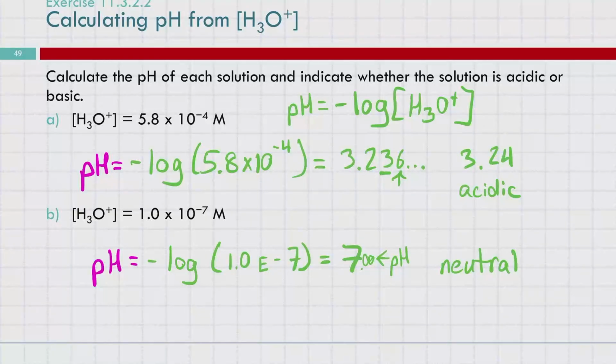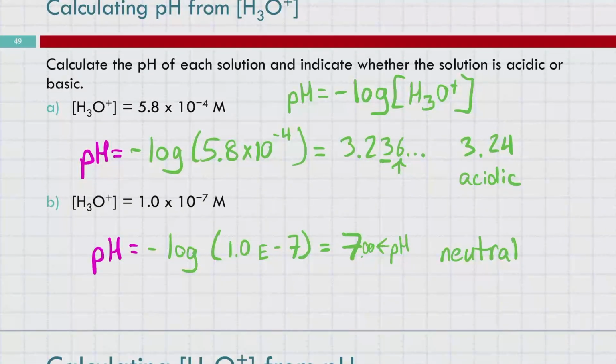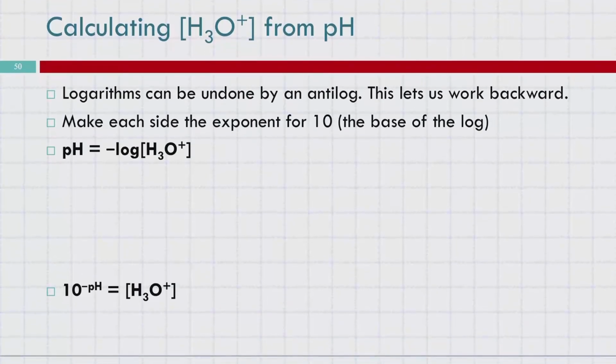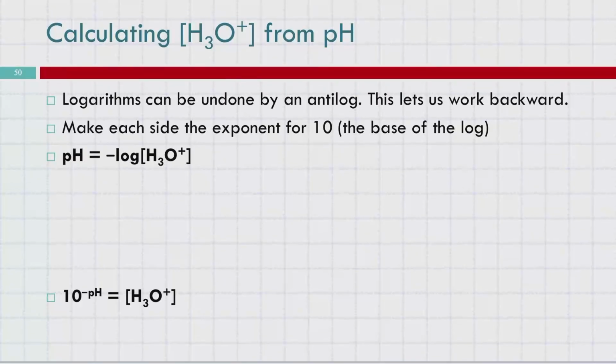Questions? So this is one direction that we can go, but there's also a second direction that we can go, and that's the other one. You can undo logarithms with an antilog. This lets us work backwards, so we can go from pH to H3O plus concentration.